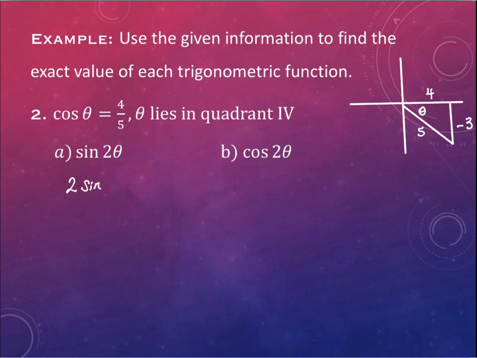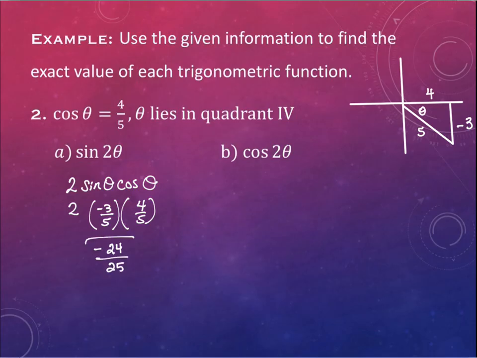So sine of 2 theta, we've written this one already in the previous slide, so I'll write it again. It's 2 sine of theta, cosine of theta. Using the triangle, we actually know cosine, they gave it to us as 4 over 5. What is the sine of theta in the triangle that we drew? Negative 3 over 5. Opposite over hypotenuse is negative 3 over 5. And once again, there's no reducing that can be done. We're going to multiply across the top. 2 times negative 3 times 4 is negative 24. And then 5 times 5 is 25.